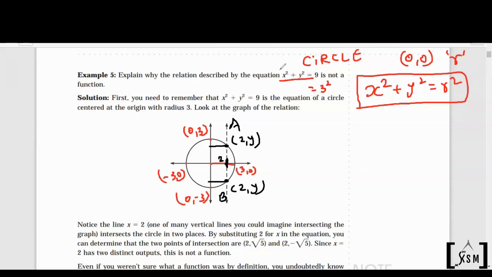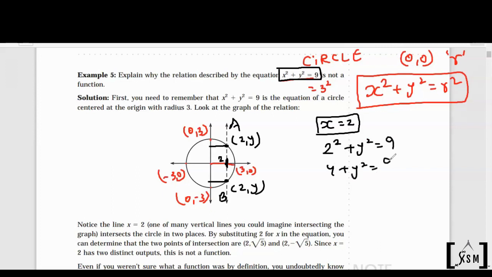What you can do is take any particular value of x and plug it into the equation. So I am putting x equal to 2. See what I get: 2 squared plus y squared equals 9, which is 4 plus y squared equals 9. I am trying to find the y value. So y squared equals 9 minus 4, which is 5. So y squared is 5.